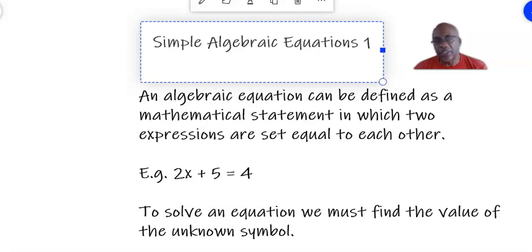When you are given equations like this, many times we are asked to solve that equation. And solving an equation simply means finding the value of the unknown, whether the x or whatever letter you have in the equation. When you find the value of that unknown, it means you have solved the equation. And so in this first video on simple equations, we are going to look at the simpler examples of solving equations just to show you the method of solving. So let's go to the examples.